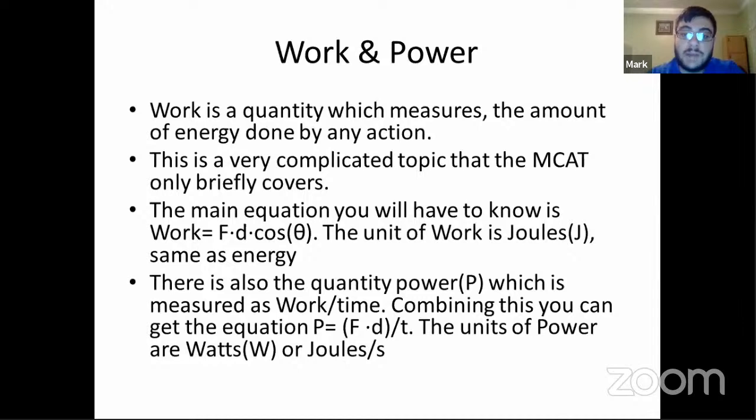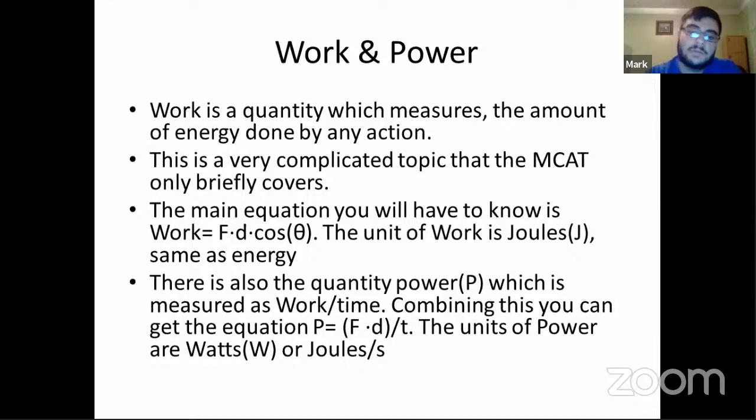There's also the quantity power, written as P, which is measured as work over time. If you do work over a certain time, you get power. That's the equation. The units of power are watts or joules per second. Watts is the standard. The simplified version, joules per second, is more fundamental: work is joules, time is seconds, joules over time.